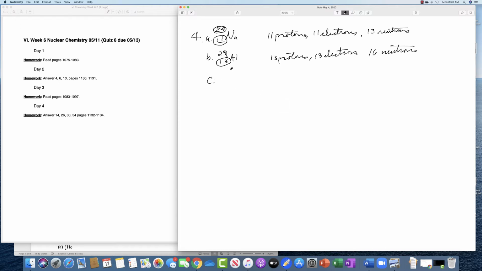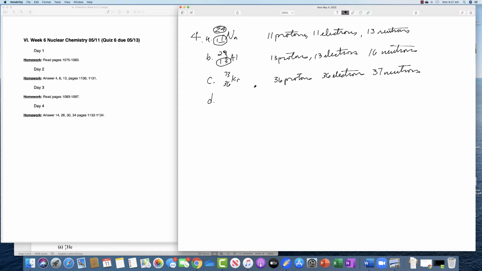The third one, C, is krypton 73, 36. Make sure I got that right. So that means we have 36 protons and 36 electrons. And then 36 from 73: 6 from 13 is 7, and this is now 6, so 3 from 6 is 3, so 37 neutrons.